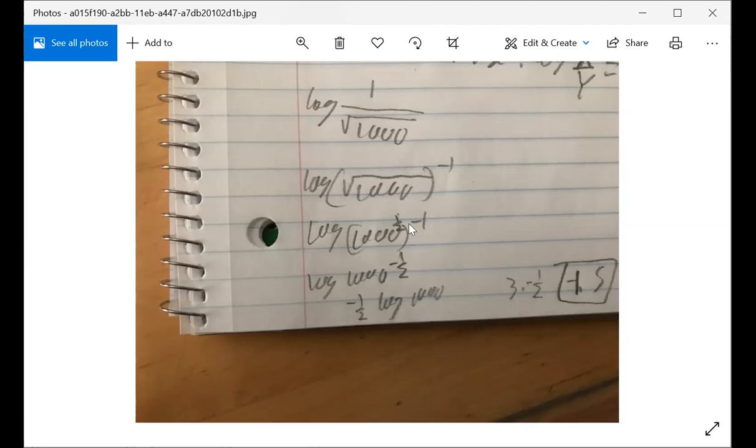Do you guys see that? I will put some annotations as I go, as I'm checking the work. You may like to put an equal sign there.